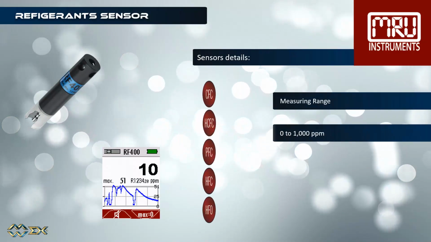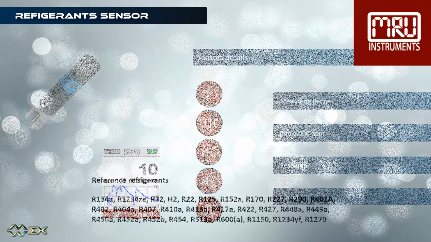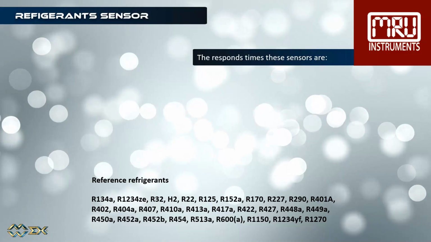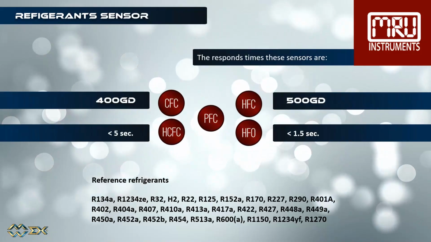Measuring range 0 to 1000 ppm. Resolution 1 ppm. Response time with the 400 GD less than 5 seconds, and less than 1.5 seconds with the 500 GD.